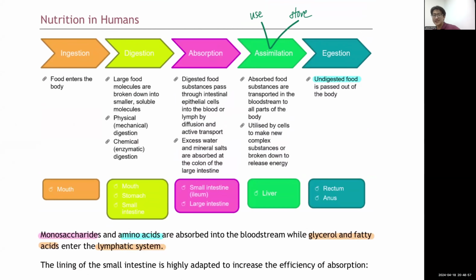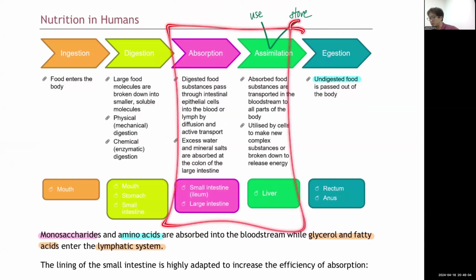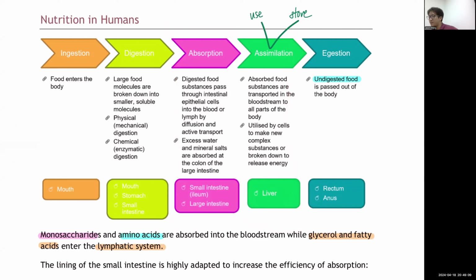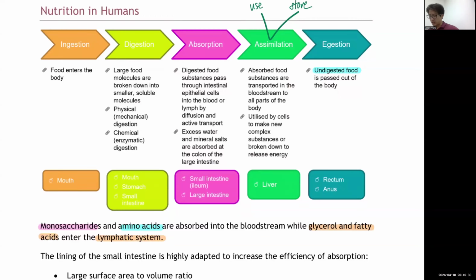In these 5 stages of nutrition in humans, the ones that we focus a lot more on in upper sec are the 2 A's, absorption and assimilation. Assimilation because we are looking at the role of the liver, absorption because we are looking at how the small intestine specifically is adapted for its function. The small intestine does 2 very important things: digestion and absorption. But digestion is just releasing the enzymes only.